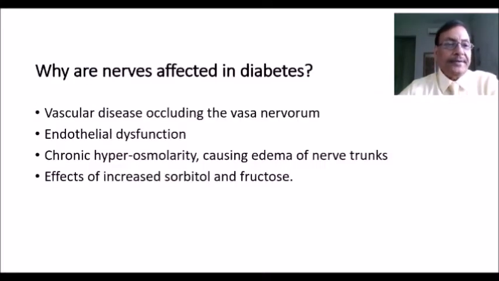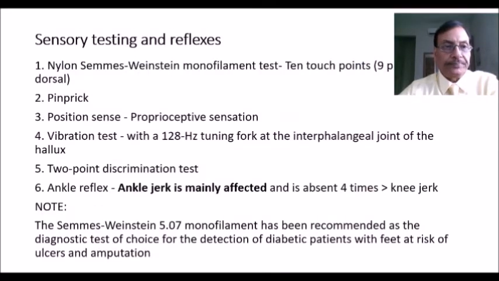Let us understand why nerves are affected in diabetes. Vascular disease occludes the vasa nervorum. Endothelial dysfunction is present. The chronic hyperosmolarity causes edema of the nerve trunks, and there are the effects of increased sorbitol and fructose, which inhibit proper function of the nerves.